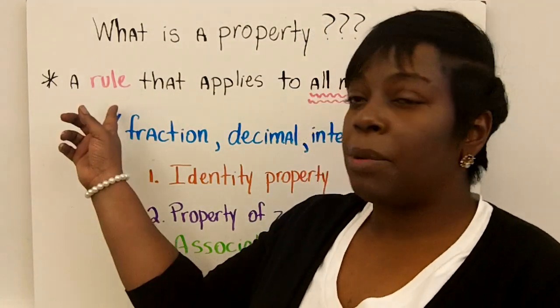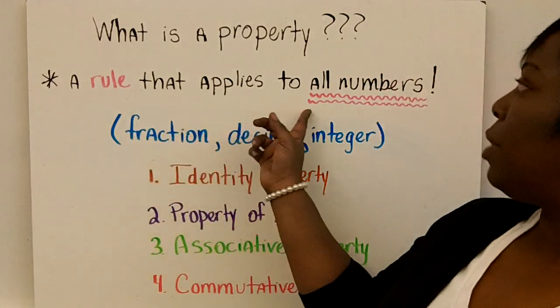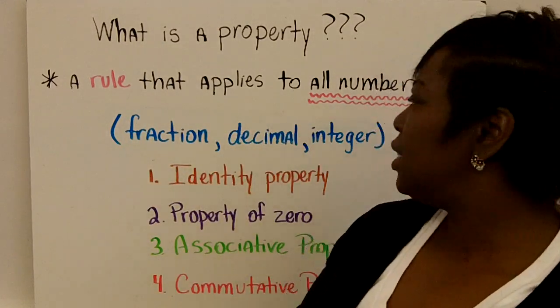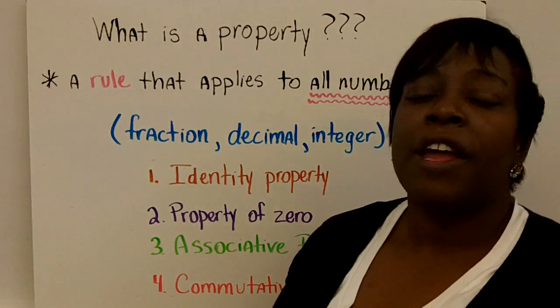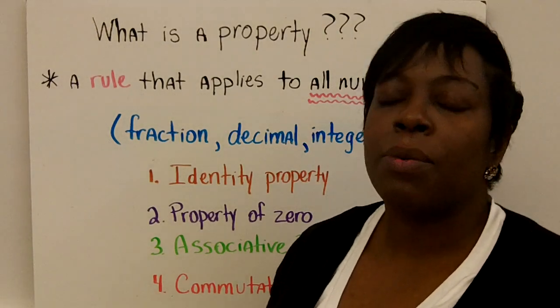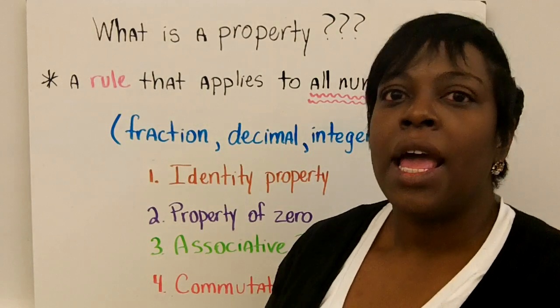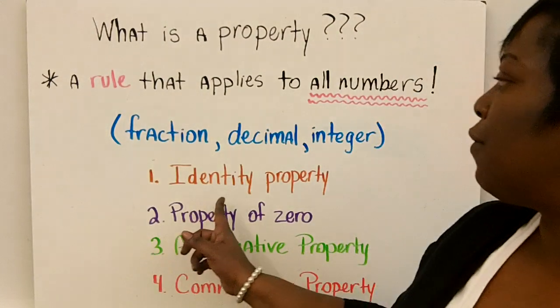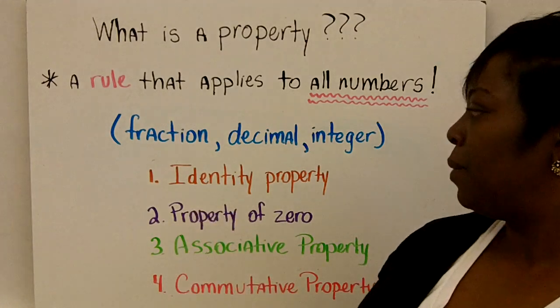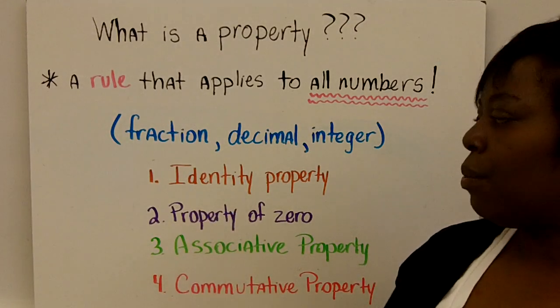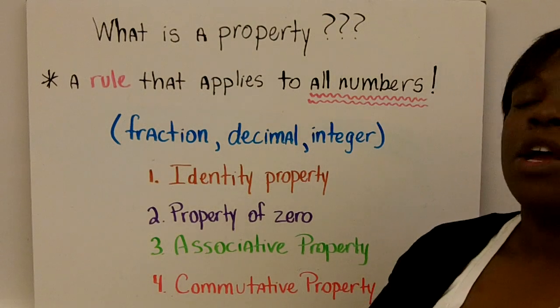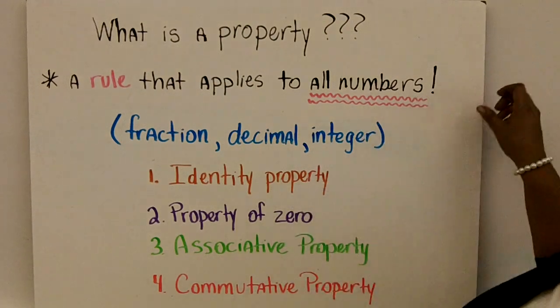But first, just to be clear, a property is a rule that applies to all numbers. So that means regardless if it's a fraction, a decimal, or an integer, if it is a property or a rule, it will work for all number types. And there's actually 4 remaining properties that we need to discuss. The first is the identity property. The second, property of 0. Third is the associative property, followed by the fourth, commutative property.